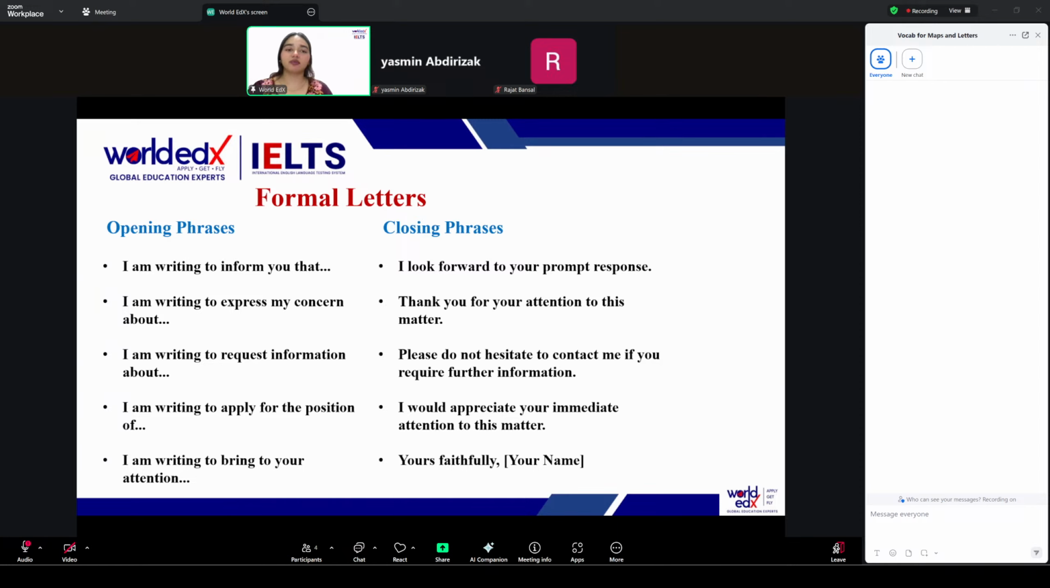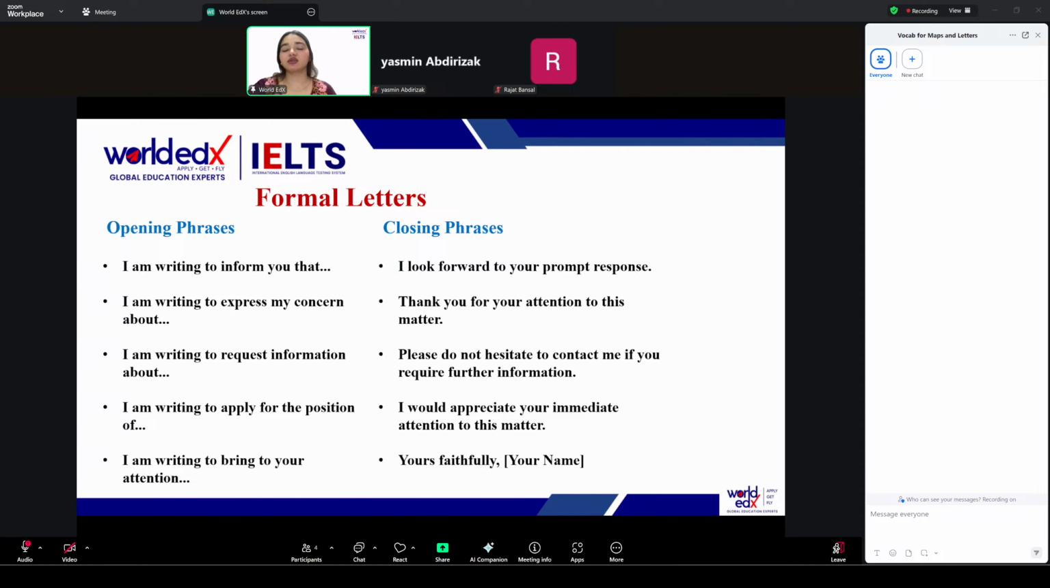The first is formal, the next is informal, and the third one, quite unpopularly known, is the semi-formal letter. Formal letters are written to people who have a position of power, and on the face of it, you have a lot of reverence for these people. They are higher in terms of position, so you need to have a lot of reverence for them.